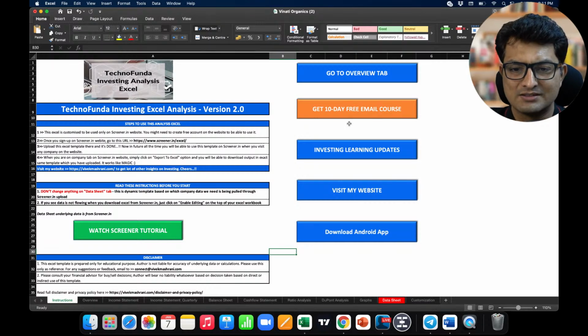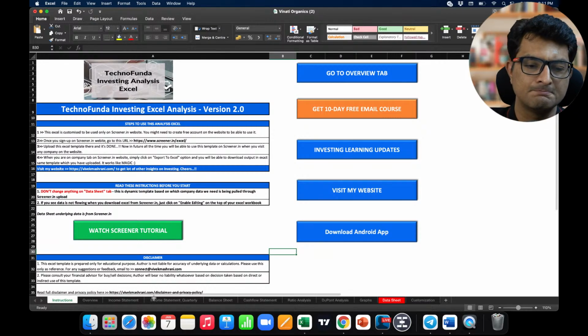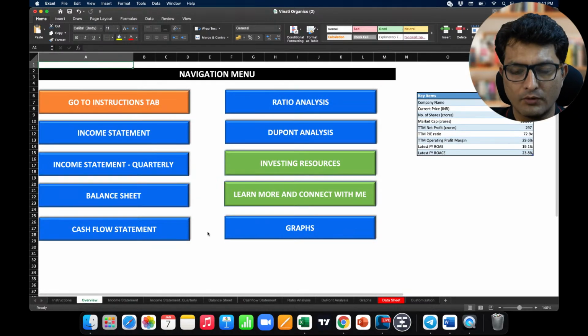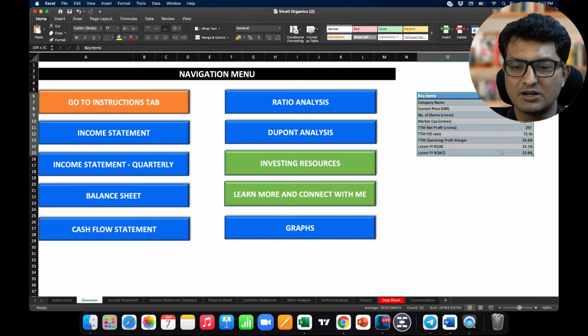So that is just more of learning. Now, once you come to the overview tab, you will see different tabs. We'll go one by one, but before that, it is important to note this particular box.